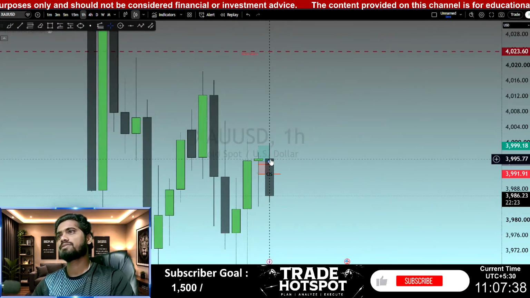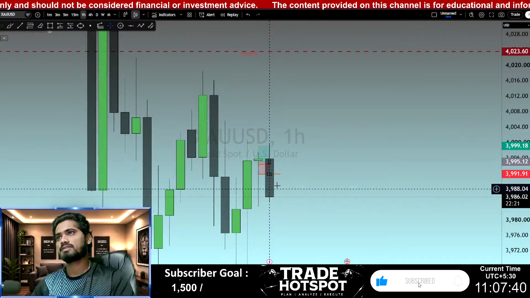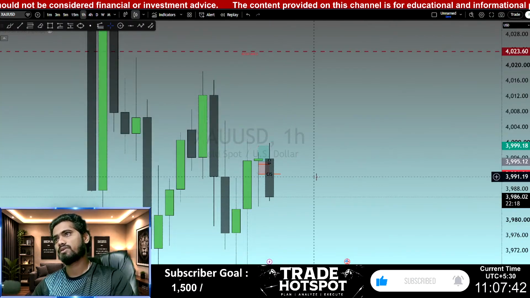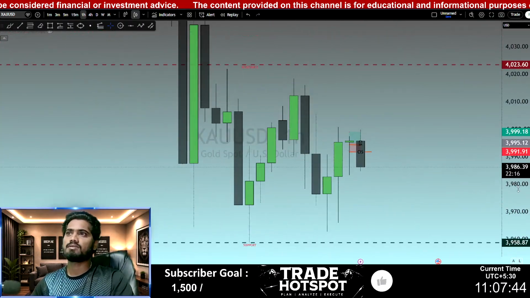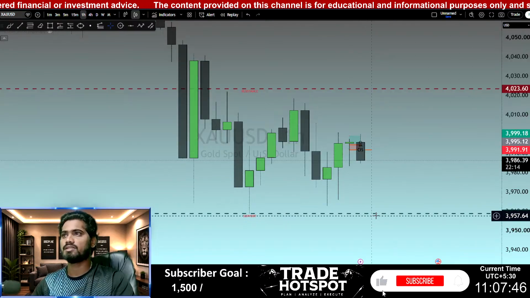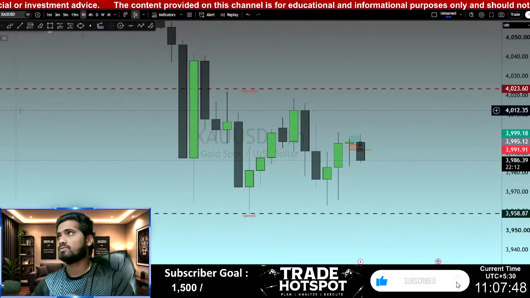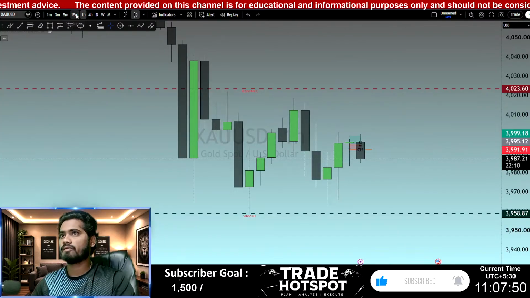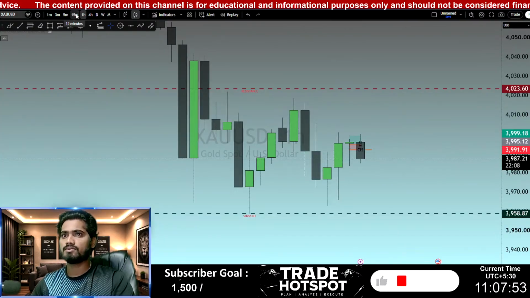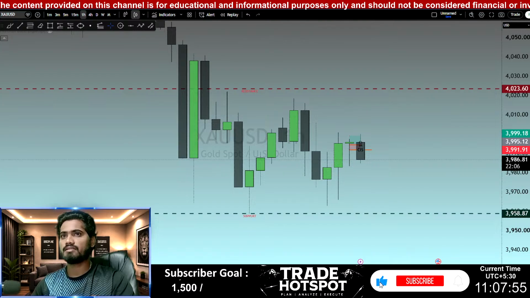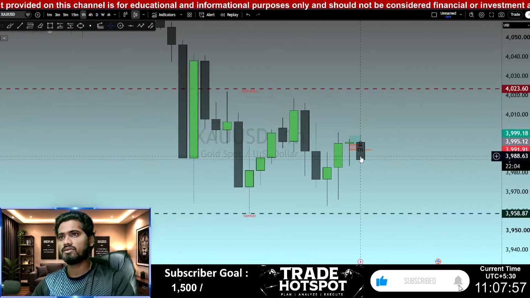There is confirmation in 1 hour. If the candle is closed like that, there is a liquidity sweep here, right at this moment. After that, it can be a continuation till this previous low, previous day low.